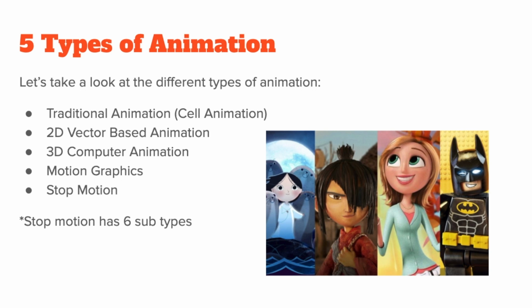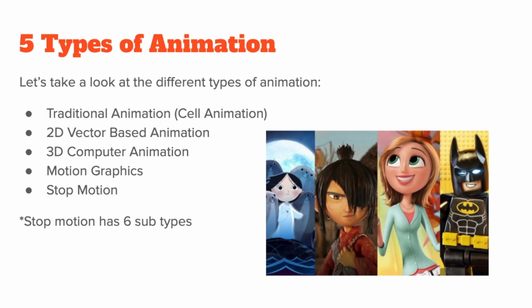So, what are the 5 types of animation? First of all, you've got traditional animation, which is also known as cell animation. And these are the old Disney cartoons that you would have seen, where somebody actually hand draws every single scene. So for 12 frames, you'd have 12 different pictures. And they would use a light box and a clear plastic cell in order to draw on top of it and then draw something else to create the movement.